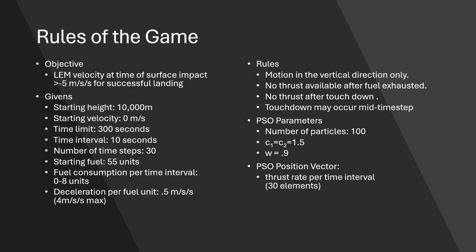PSO parameters: number of particles is 100. As you can imagine, the more complicated the solution, which usually ties with how many variables you're trying to solve for, the more particles you're going to need. So in this case, I used 100. C1 and C2 are set to 1.5 and the inertia coefficient is set to 0.9. The PSO position vector, again the things we're trying to solve for, is going to be the thrust rate per time interval, 30 elements.